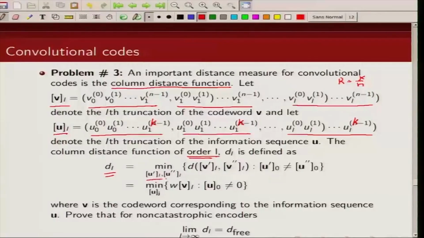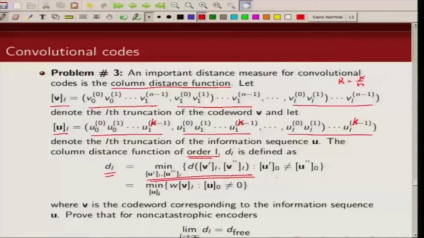It is the minimum distance between two truncated code words of length L, such that U dash and U double dash are not the same. It is the minimum distance between two code words V1 hat and V1 double hat, both of length L. So it is essentially the Hamming distance between two truncated code sequences.